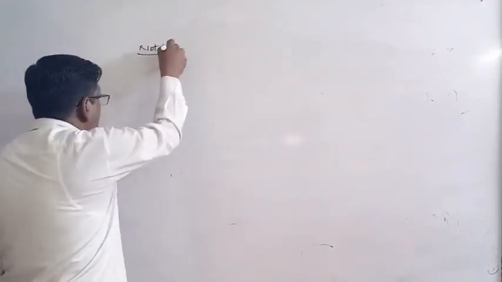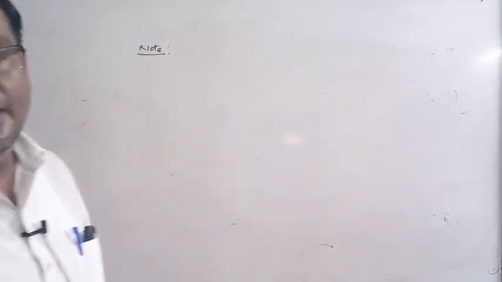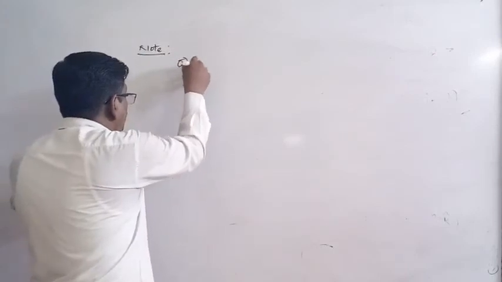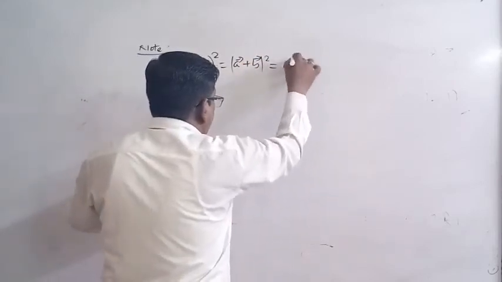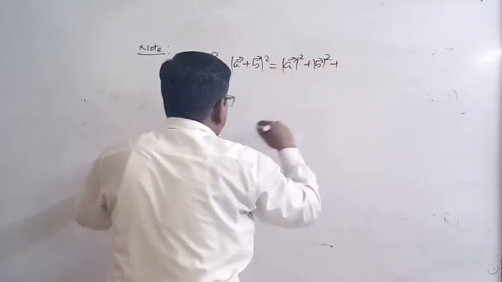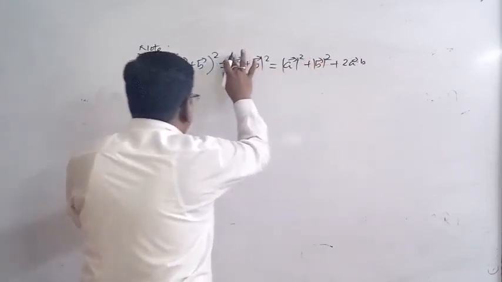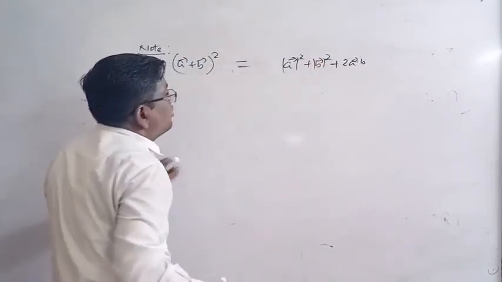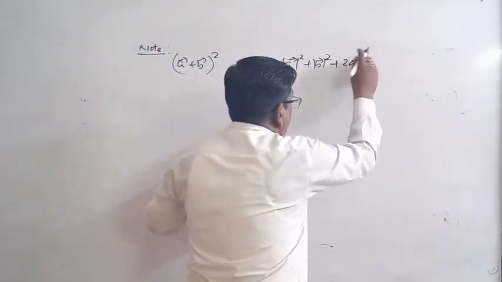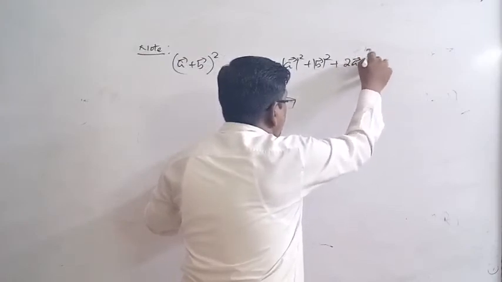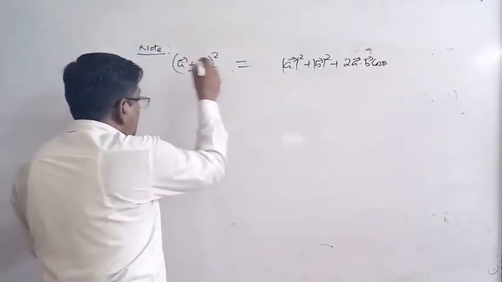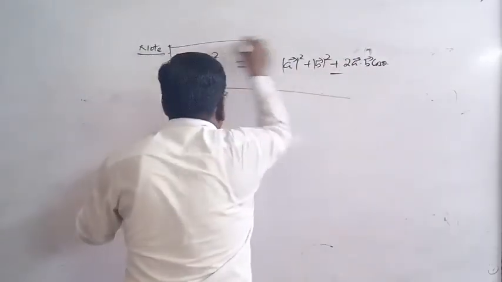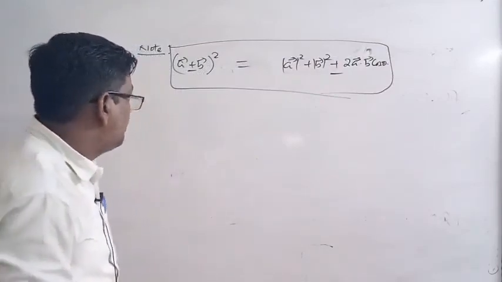So, some basic notes. A plus B whole square is equal to A plus B whole square, and for vectors, vector A plus vector B whole square, that is magnitude whole square, is equal to magnitude A square plus magnitude B square plus 2 into A dot B. This is 2AB cos theta. Similarly for minus, this is minus.